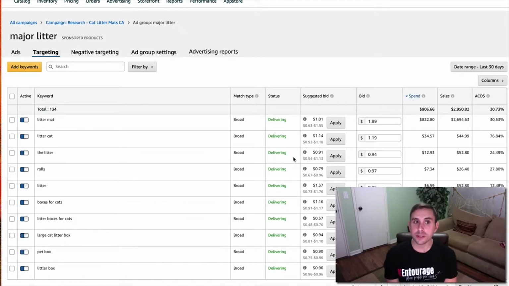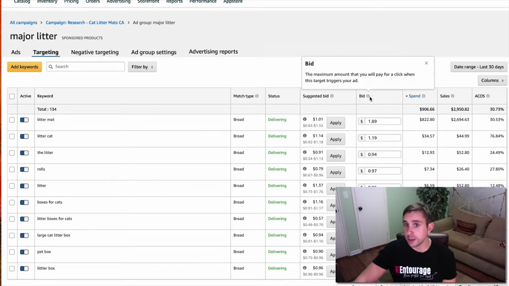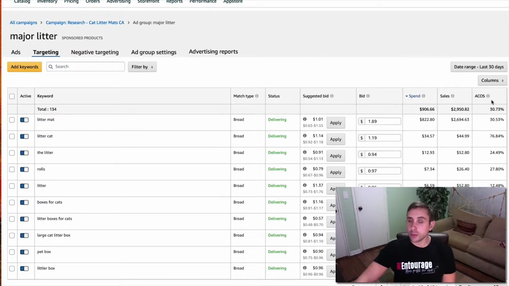Okay, so as you can see, I'm inside of Seller Central and I'm in one ad group inside of this campaign. And inside of this ad group, I have 134 different keywords housed in this ad group. As you can see, here's the match type and the suggested bid by Amazon, and the bid that I have placed that I put in there, and also how it's performing.